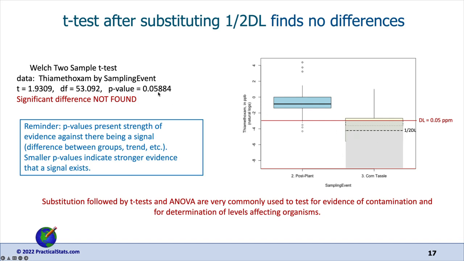And this is not quite small enough. This is just the t-test after sticking in a half the detection limit. And again, analysis of variance, which is another test that uses the standard deviation. These things are used to test for evidence of contamination, like a contaminated area potentially versus a control. Or they're used for the determination of levels that affect organisms, the no effect level. And this would still be considered no effect because it wasn't found by the t-test, perhaps. And because we substituted, that determination is totally wrong.